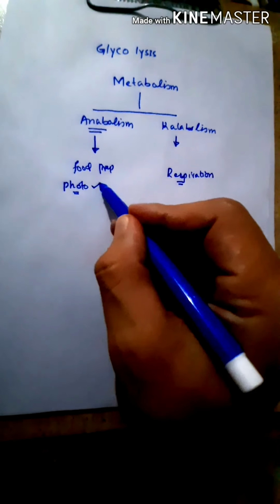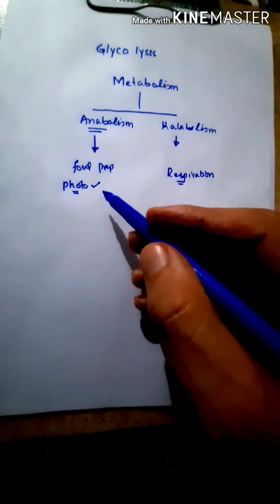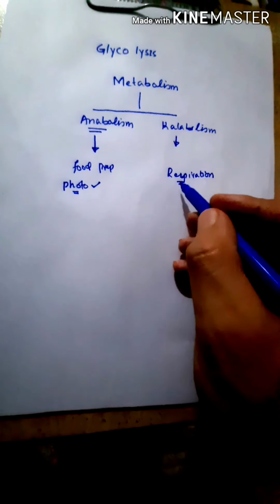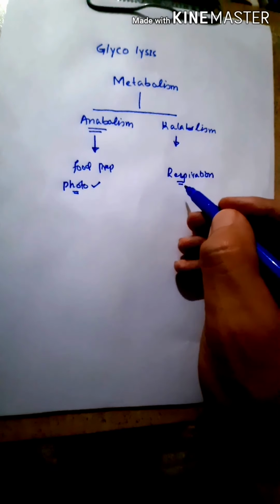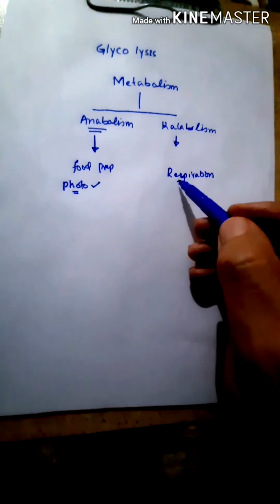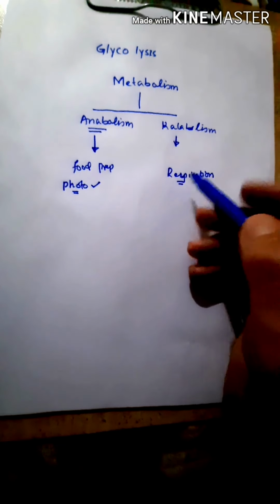In photosynthesis, food is prepared from simpler inorganic substances. As we know, food is organic, and then that food is broken down in the process of respiration to release energy. So photosynthesis is a constructive process and respiration is a destructive process.